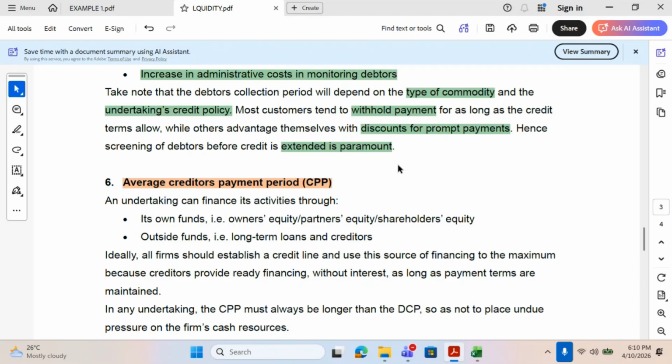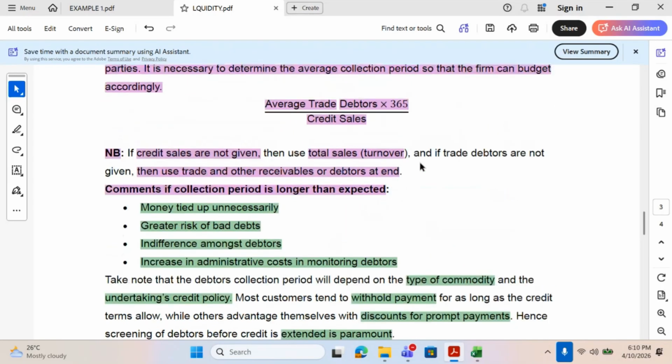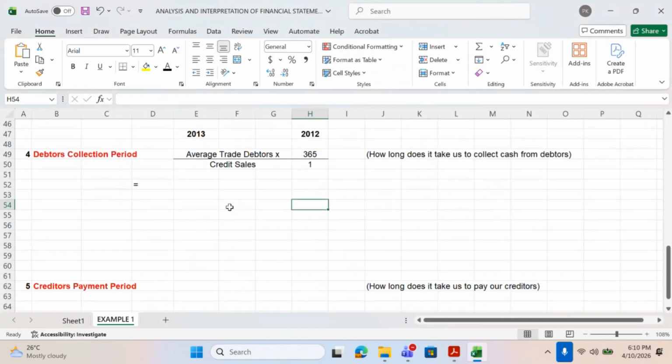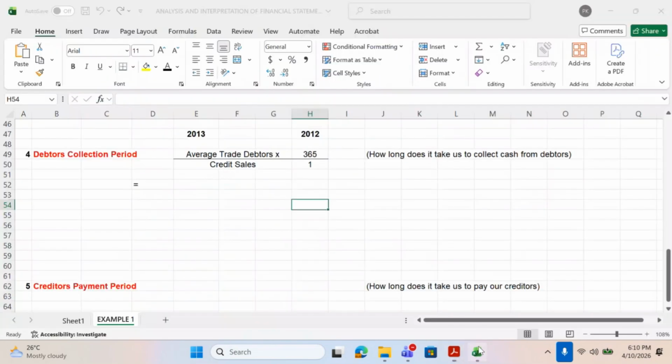Okay. So that is our debtors collection period. I want us to do the calculation for the debtors collection period before we go to the creditors payment period. So I'll just go straight to the question. This is example 1, and we have the formula here.